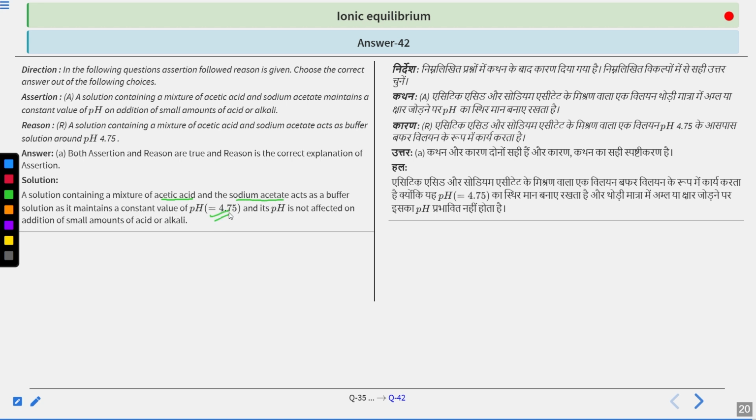But this is for addition of small amount of acid or alkali, right? So if you add a very strong acid like HCl in a large amount, then it will of course change the pH. So it will only operate when your pH disturbance is caused by a small amount of acid or base. For that reason, your correct answer is option number A, that your reason and assertion both are true, and reason is the correct explanation for the given assertion.